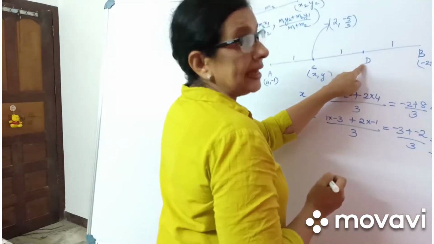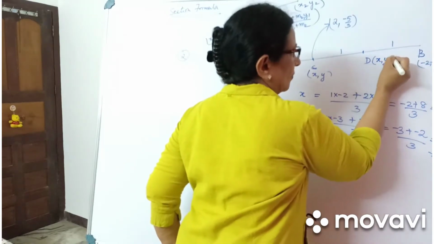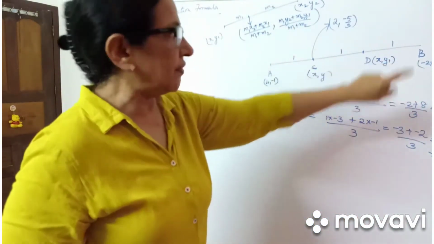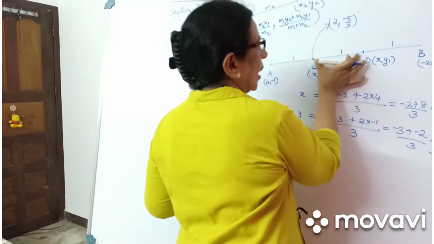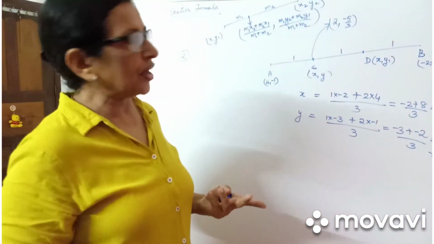Now you have to find D. Let's take it as say x1, y1. Okay, we have taken x, y here, so there it is x1, y1. Now this will be which point? The midpoint, right? 1:1. So what is your formula for midpoint?